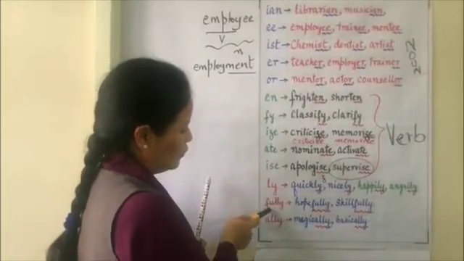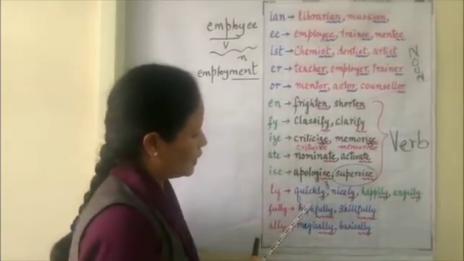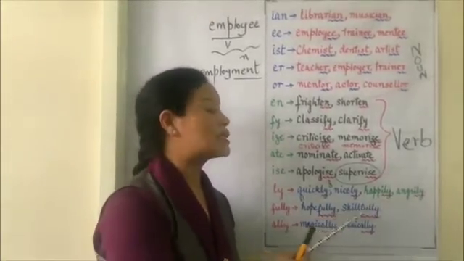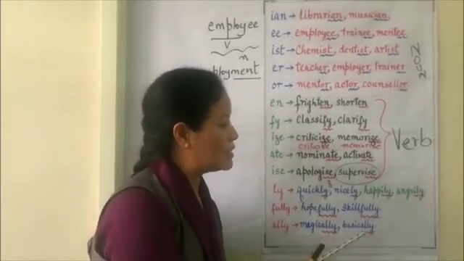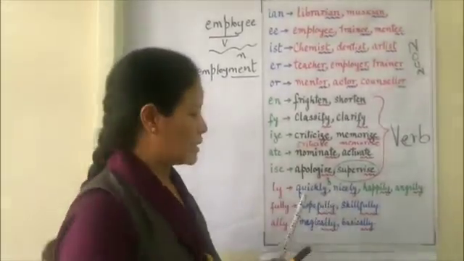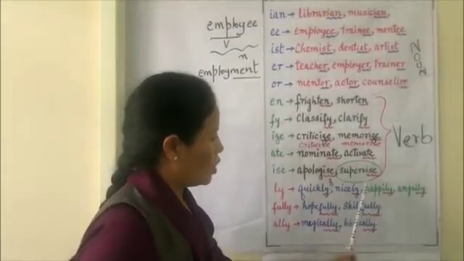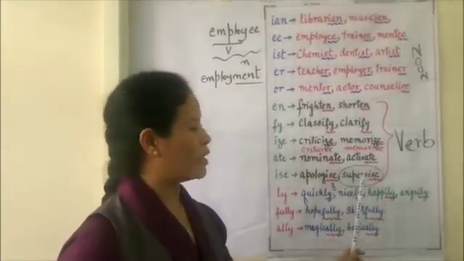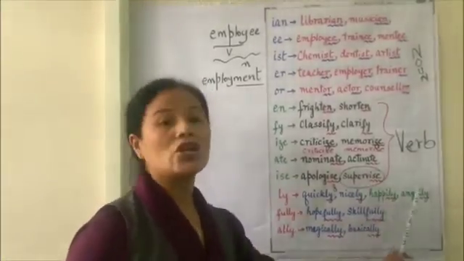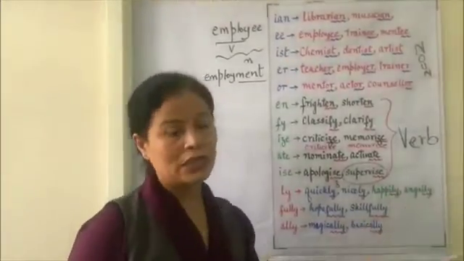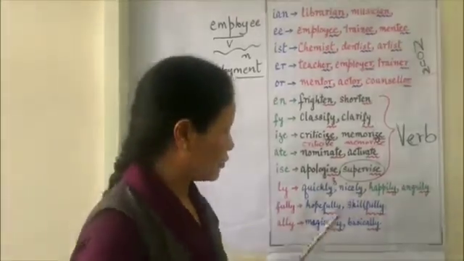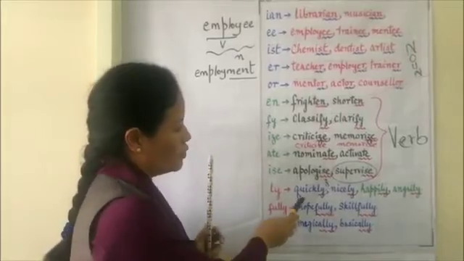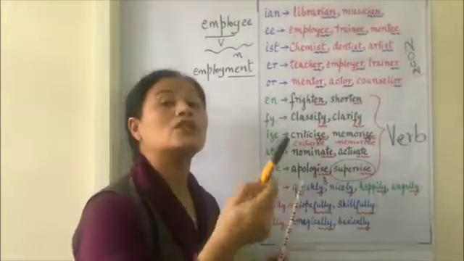-ly, -fully, -ally. So quickly, nicely, happily, angrily, hopefully, skillfully, magically, basically. So you might have noticed that I have written these words in two different colors. Quickly and nicely in blue color, whereas happily and angrily in green color. So I have deliberately done this just to let you know the difference. So LY is the suffix. So we usually add it like quickly, nicely, slowly.